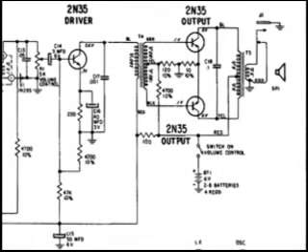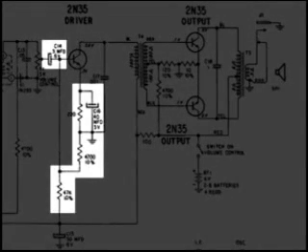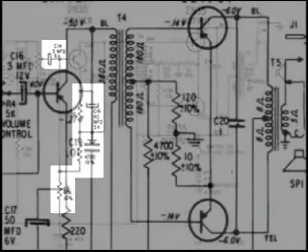Now here is the biasing resistors and capacitors for the driver, and up at the top that is the signal capacitor that allows that signal to be applied to the base of the driver.